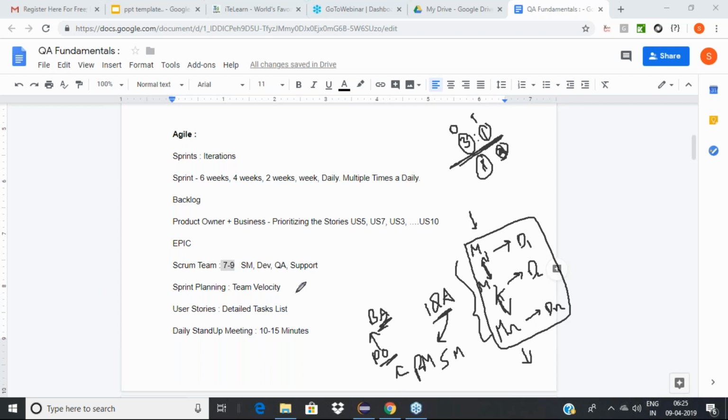And if there are any roadblocks, they'll inform the Scrum Master, and the Scrum Master will try to reach out to the corresponding person and try to unblock them so that they can proceed. So we'll go into each of these in more and more detail.